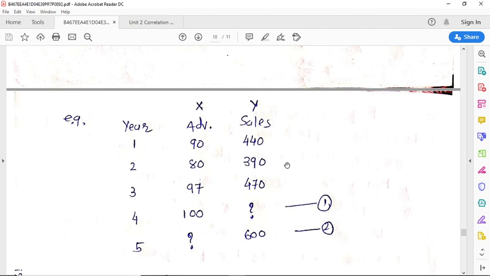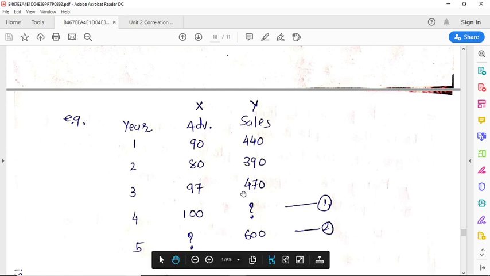So now we need to predict a value. If the company spends 100 lakhs on advertisement of its product, then what will be the prediction of the sales if the company spends 100 lakh? We can check this value by using regression. And the same thing in reverse.